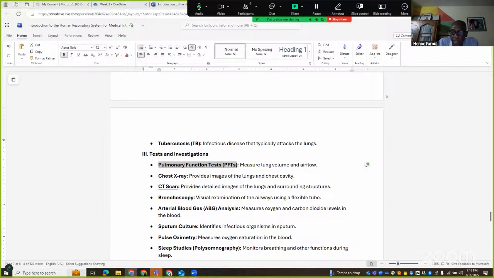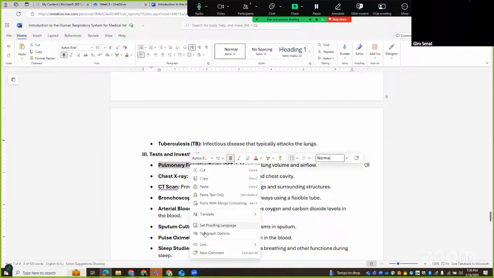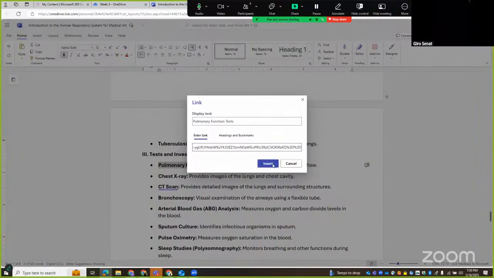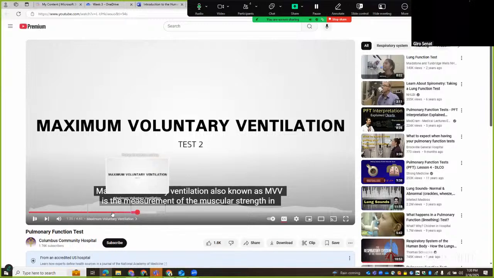Thus, a pulmonary function test is a test which is done to learn about the airflow in the lung. All right. Okay, well, let's. Maximum voluntary ventilation.